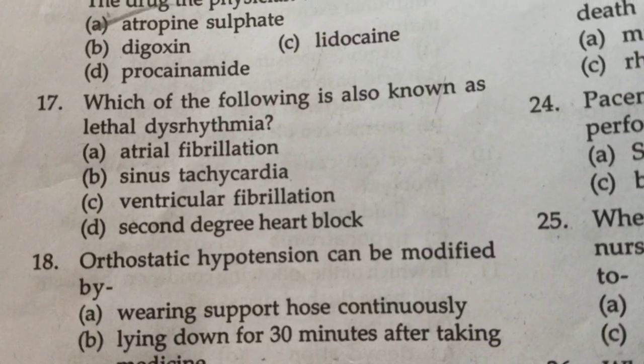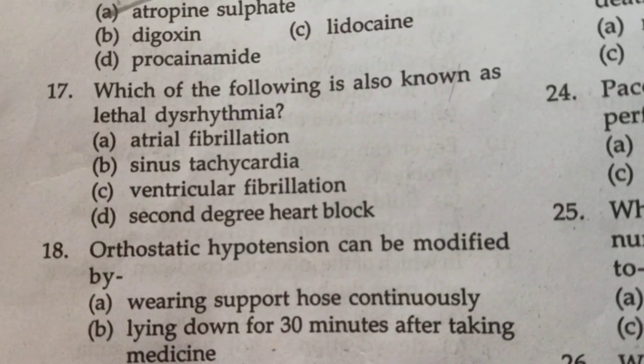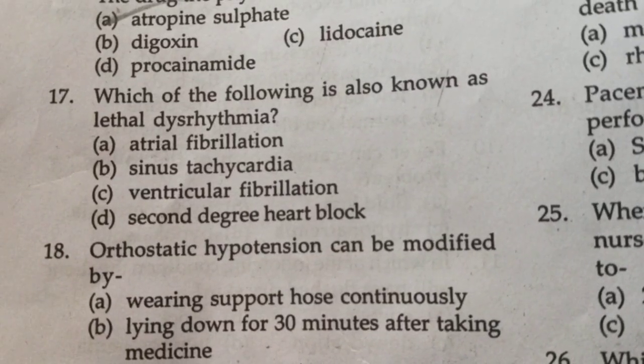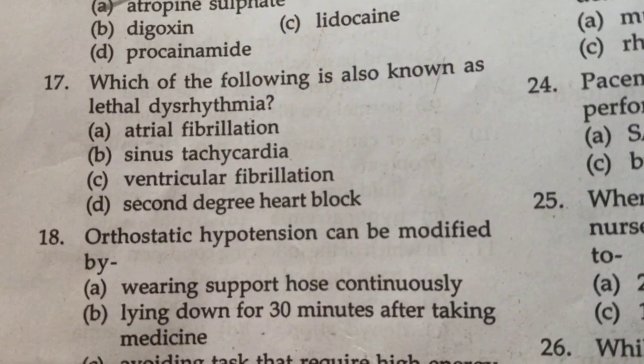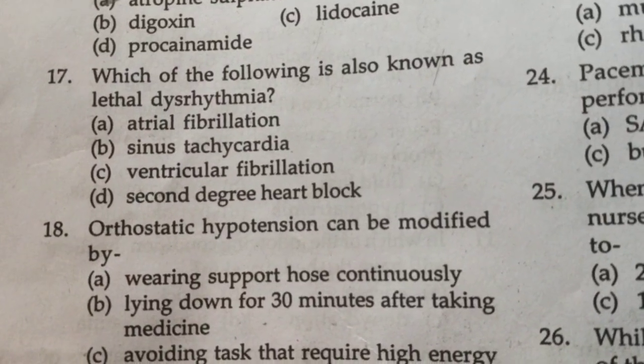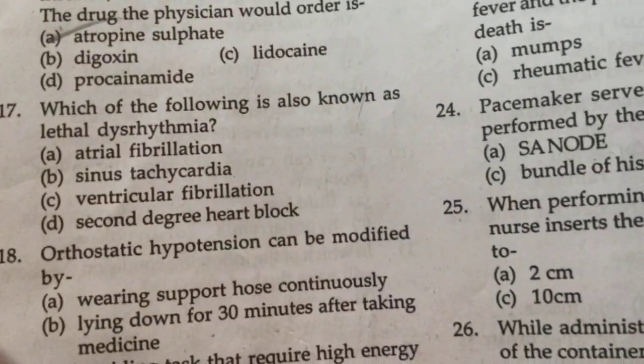Next, which of the following is also known as lethal dysrhythmia? Option A, atrial fibrillation. Option B, sinus tachycardia. Option C, ventricular fibrillation. Option D, second degree heart block. Option C is the right answer, ventricular fibrillation.